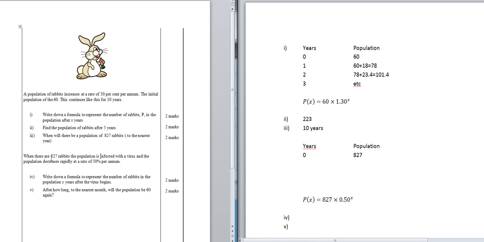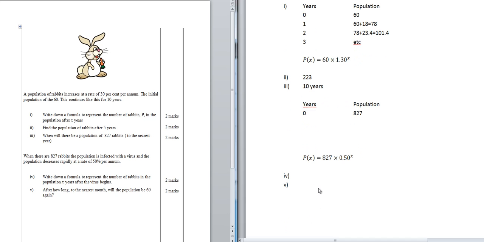When there are 827 rabbits, the population is infected with a virus and the population decreases rapidly at the rate of 50%. So decreases, this means that this factor is going to be 0.50. Okay, if it was an increase it would be 1.50. It will increase. Now it's decreasing.